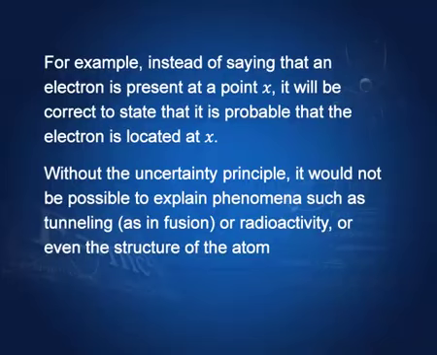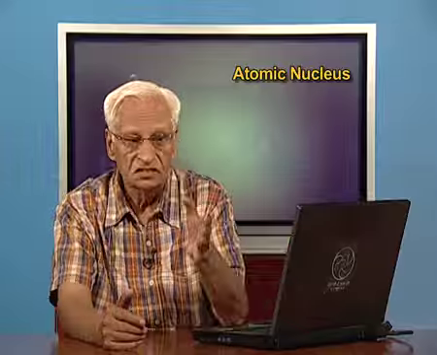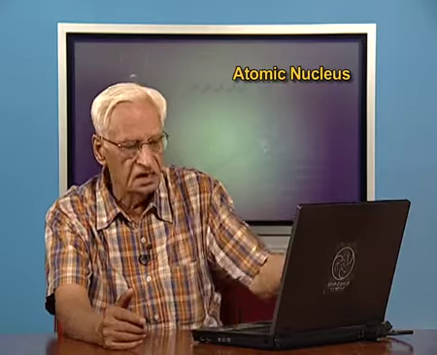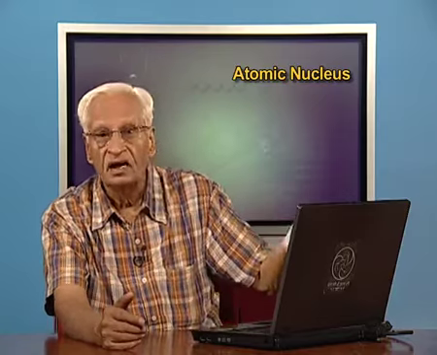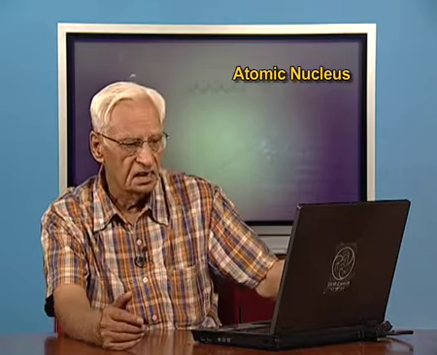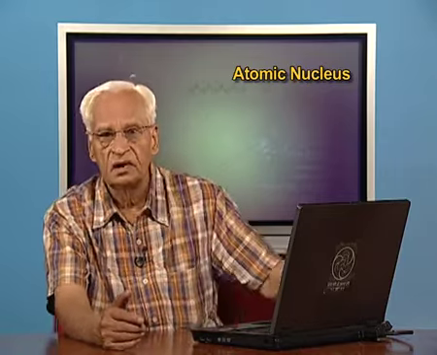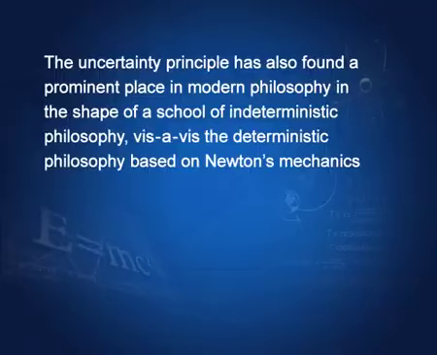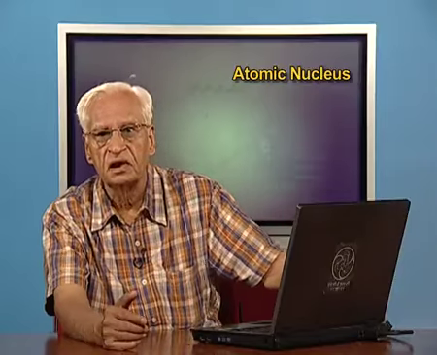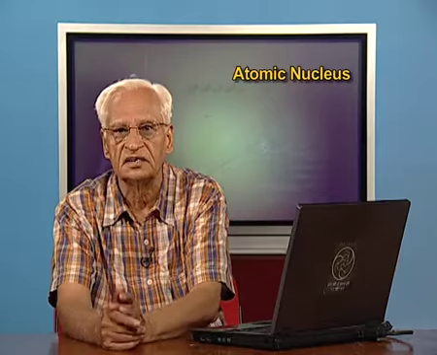For example, instead of saying that an electron is present at point x, it will be correct to state that it is probable that the electron is located at x. Without the uncertainty principle, it would not be possible to explain many phenomena in physics, such as tunneling, for example. We shall come across this later. Radioactivity, again we shall study later, and even the structure of the atom was difficult to explain. Once we accept the uncertainty principle, it became possible to explain all these things.